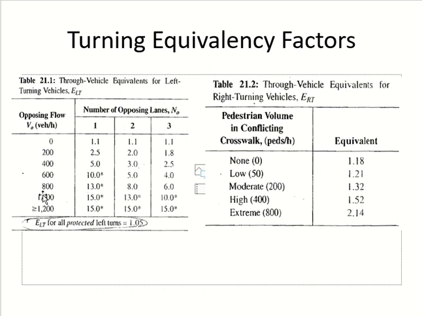Clear? Now right turning, look at the table for right turning. When you come to the right turning, then we don't have any opposing movement, right? Nobody is coming from the opposite side to cross you. But what do we have? We have pedestrians crossing. So then I need the pedestrian crossing volume to find out the factor. No pedestrian crossing, 1.18. Above 0 up to 50, 1.21, and so on.